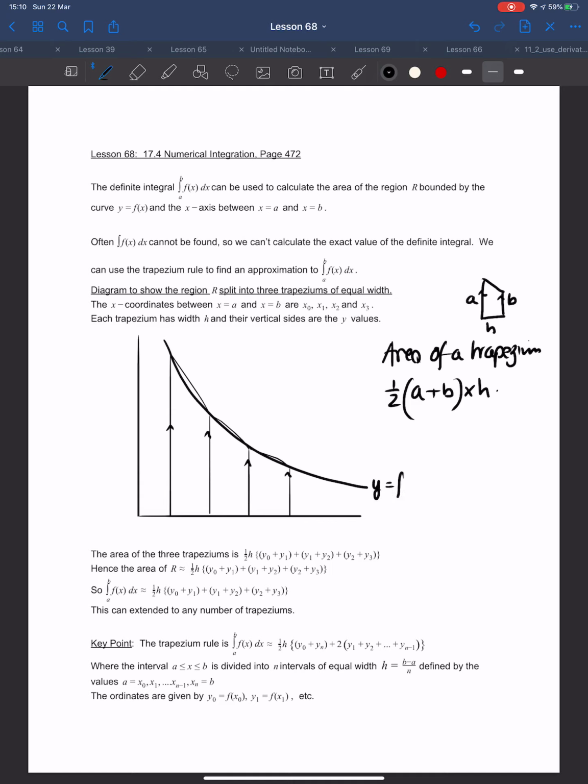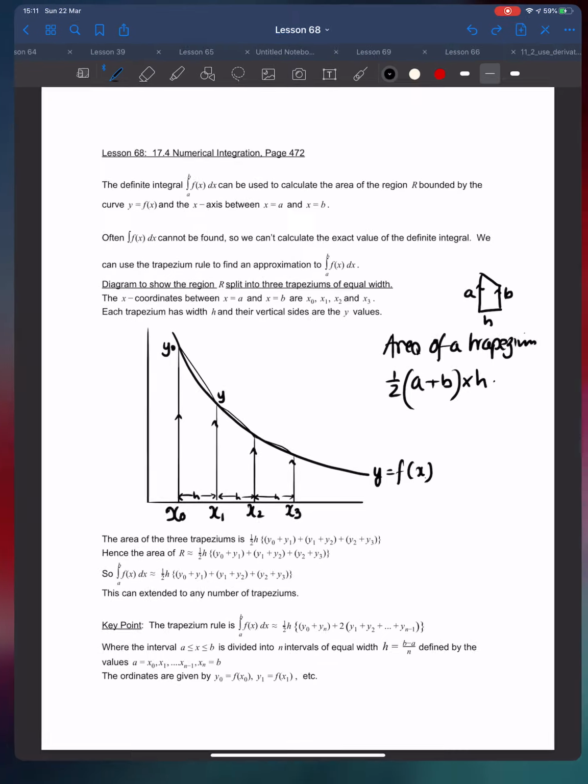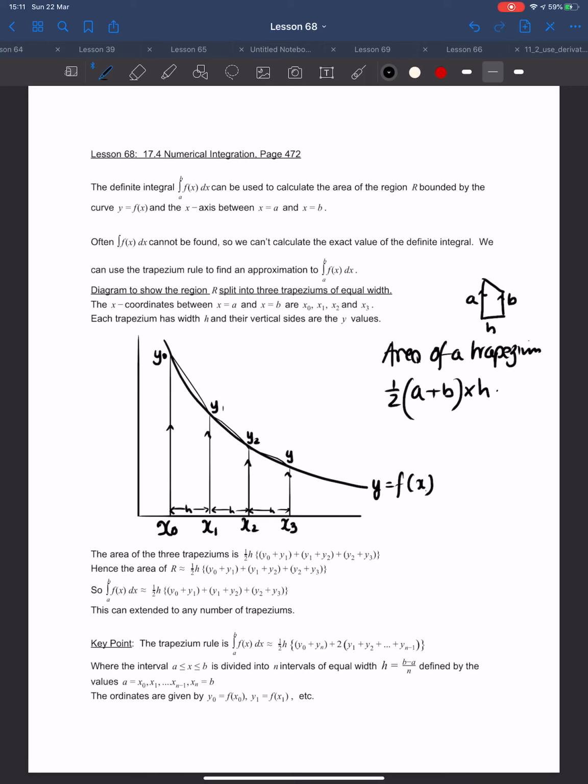Okay, so this is y is f of x, but we don't know how to integrate f of x, but we can work out the area of all these trapeziums. x0, x1, x2, x3. So these are all distance h between them here. This height here is y0. This one is y1. This one is y2, and this one is y3.